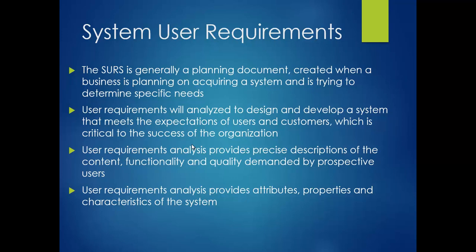User requirements analysis provides attributes, properties, and characteristics of the system. Exactly, this is what we are asking them to do. What do you want to have in this system? What kind of attributes, what kind of properties, what kind of characteristics, and what do you need that software or that system to do, and based on that we translate that into system specifications.